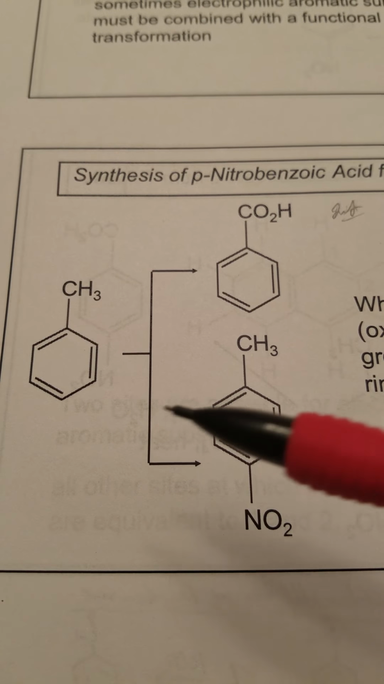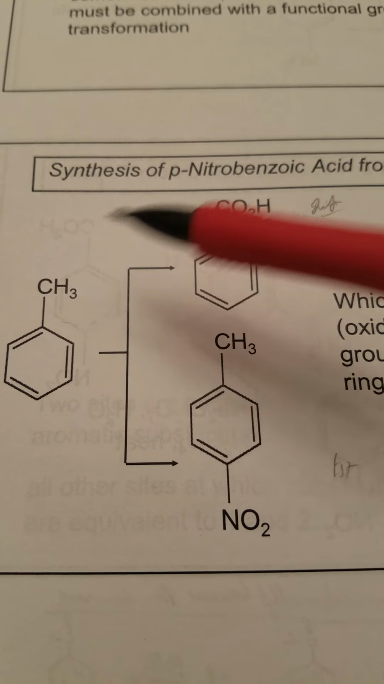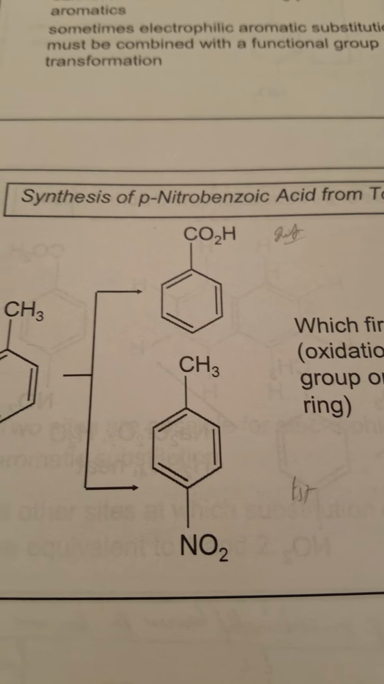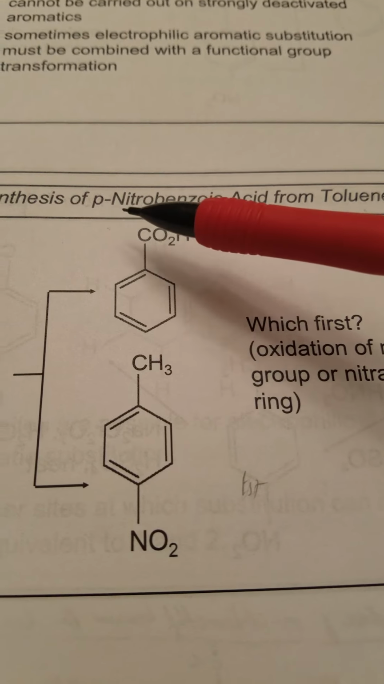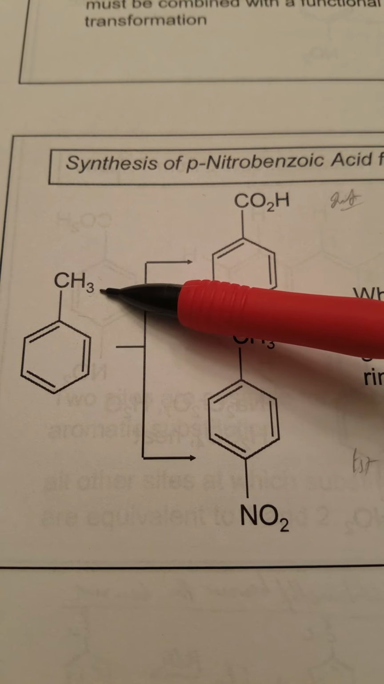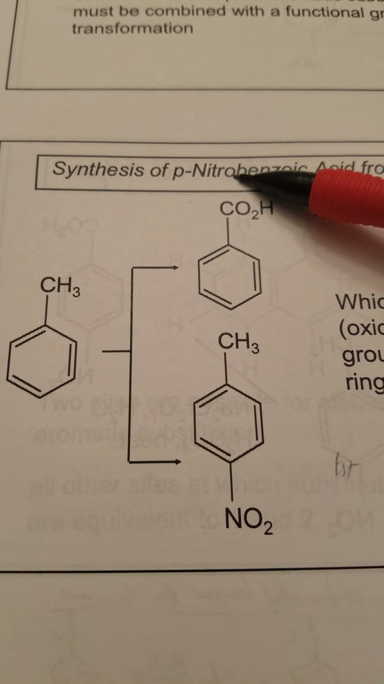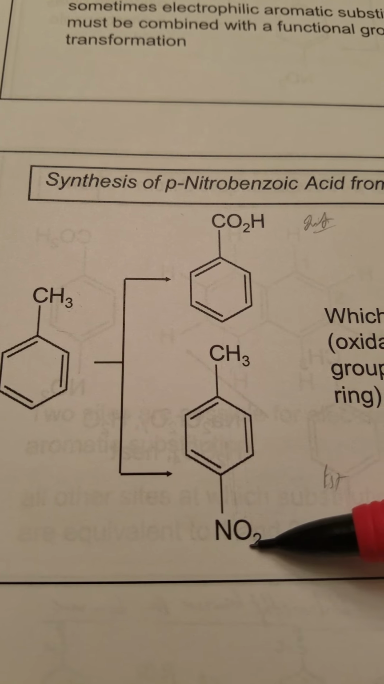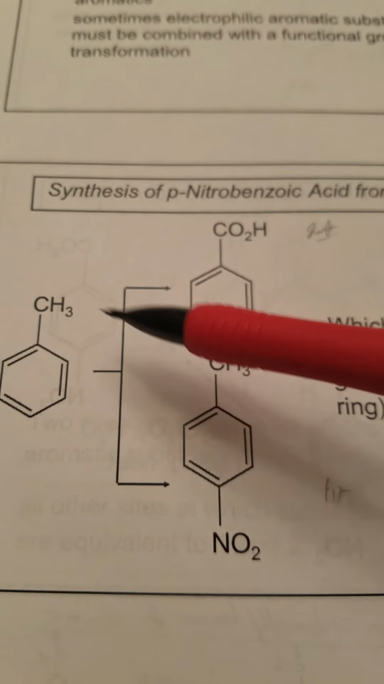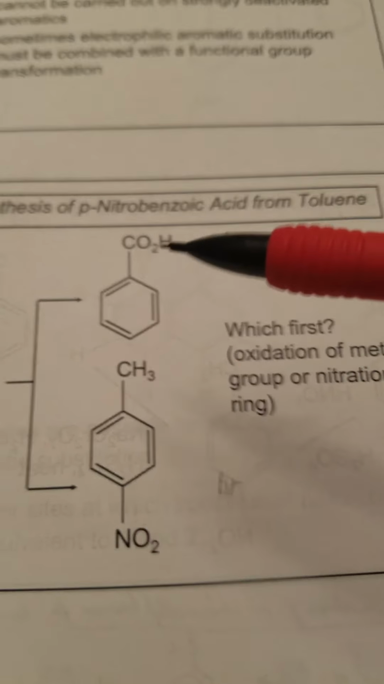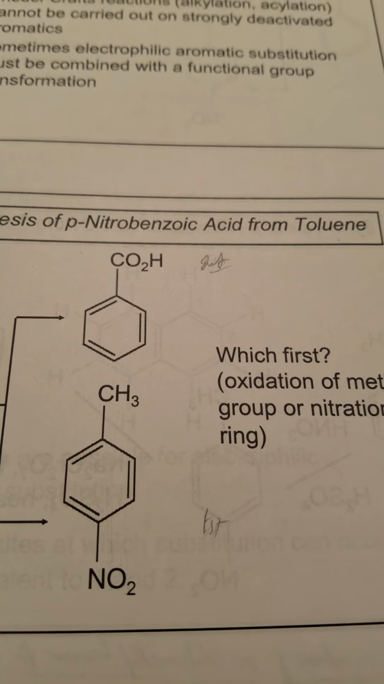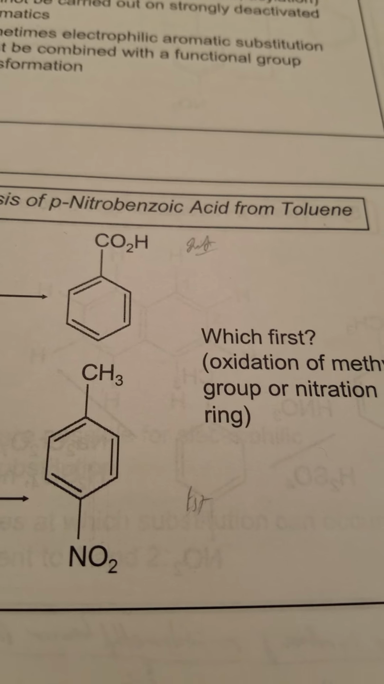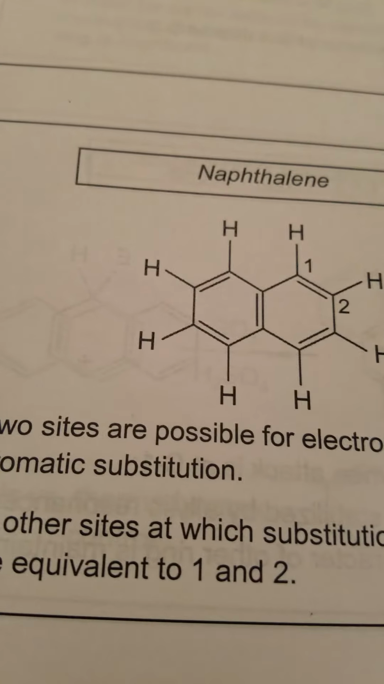Now if we're doing this particular one, we're making para-nitrobenzoic acid from toluene. Toluene, remember, is an ortho-para director. If I want my nitro to go in the para position, then I'm going to do the nitration first. And then if I would like to get rid of this methyl group, I can change my methyl group into a carboxylic acid group using an oxidation process. So let's see how that one works.